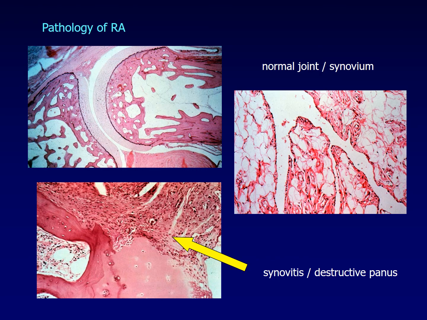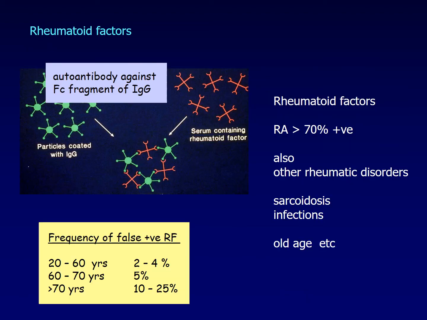This is the pathology, as we already discussed. There is involvement of the synovium, that is synovitis, and autoantibody against IgG, which causes the main destruction of the joint. Rheumatoid factor is positive in 70% of patients, and sometimes it is a false positive.